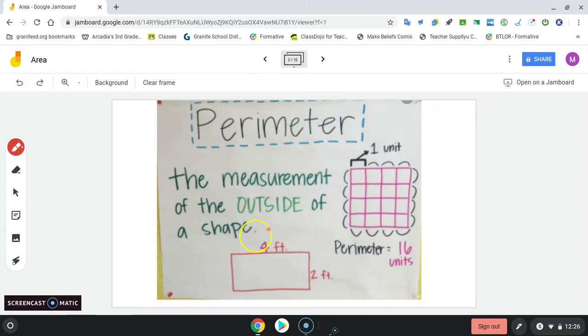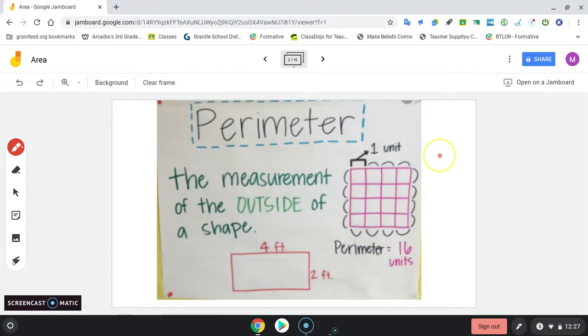So when we first started having to do perimeter, we showed you that you could just count all the way around an object using the units, right? So from here to here would be one. From here to here is another one. From here to here is another one. From here to here is another one. So you're just going to count them up. Start here and then stop when you make it all the way around. So you'd go 1, 2, 3, 4, 5, 6, 7, 8, 9, 10, 11, 12, 13, 14, 15, 16. So the perimeter of this square would be 16 units.